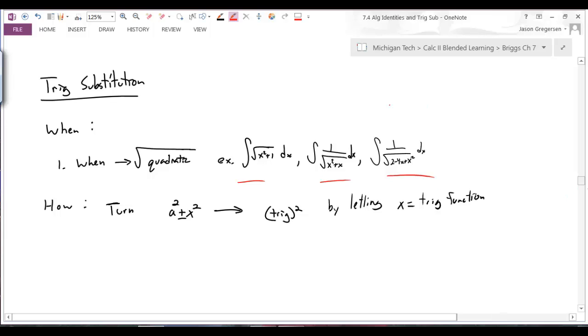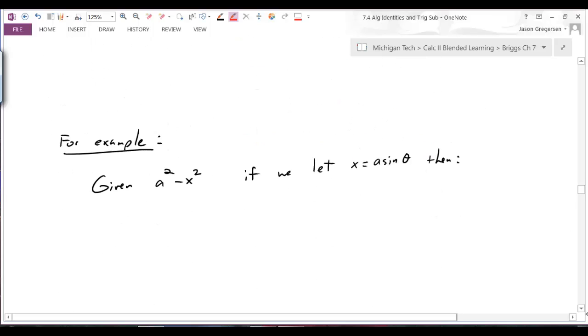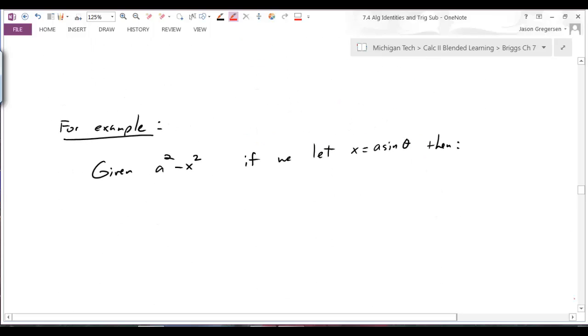Now, some of the details here. Why is this going to work? Well, let's show an example where it works. And your book does this really well. So this is pretty much right from the book, this example piece. Because I really like how they explained this before they went into the integration.